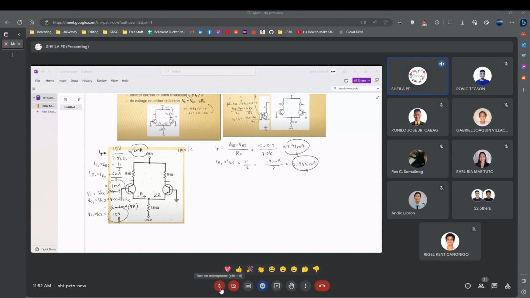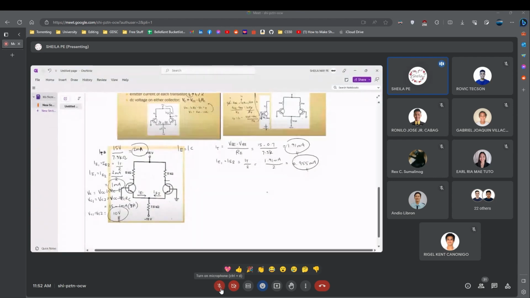Now for our VC, VC1 and VC2, it's the same again: VCC minus IC RC. VCC is 15 minus IC, which is just equal to our IE, so that's 0.955 milliamperes times RC, which is 5K.